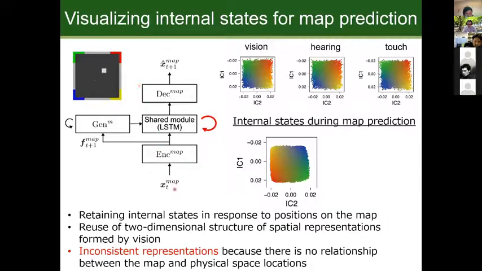To get the IC space, we keep giving the vision input to the shared module neural network, and then create the space. Next time we give the hearing sensory inputs to this neural network, and then we just store the internal states and plot them. So it's kind of conditioned on the input coming from vision, or conditioned on the input coming from hearing. Yeah, exactly.